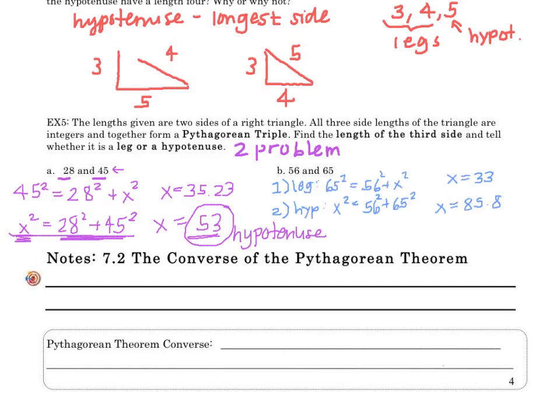Okay, so when you solved for the unknown side being the leg, you may not have done that first, but I did it first. You get that your unknown side is 33. So I automatically know that's my missing side because that's the whole number. And it's not a Pythagorean triple if it's not a whole number. So I can say my missing side was a leg, and that side is 33. When you set up your hypotenuse problem, you would get 85.8, which I know doesn't work in the Pythagorean triple because that's not a whole number.